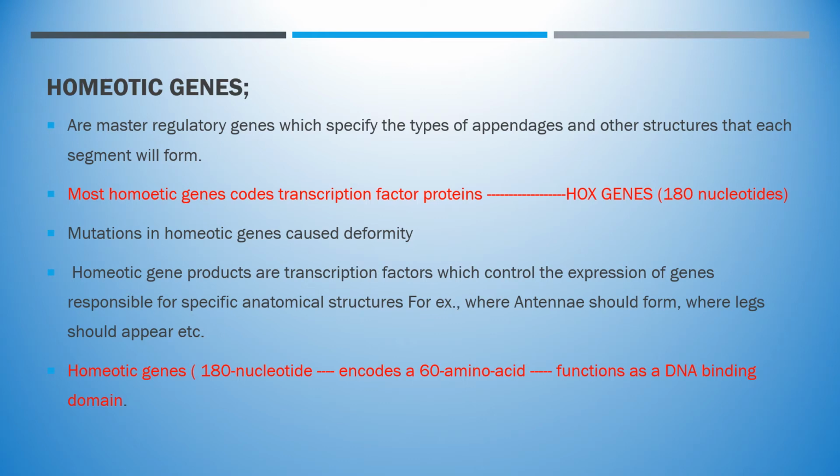If any mutation occurs in the homeotic genes or the master genes, then certainly some deformity will appear in the adult fly. Homeotic gene products are transcription factors which control the expression of genes. Hence they are known as master regulatory genes. And these genes are responsible for specific anatomical structures: where the antenna is to be formed, where the legs are to be formed, where the mouth is to be formed, and so on. Hence they are known as master regulatory genes.